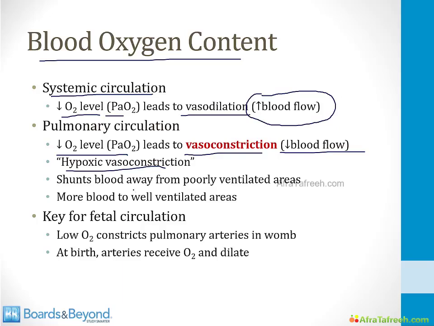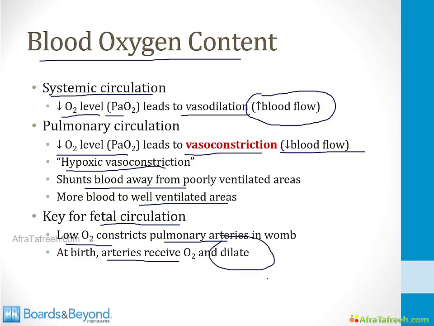And the idea here is that our body has evolved so that blood is shunted away from poorly ventilated areas. This allows more blood flow to go to the well-ventilated areas. And where this is very important is during fetal development. In the fetal circulation, there's relatively low oxygen content, and that constricts the pulmonary arteries in the womb. This allows the blood to circulate to other organs that are growing and not go through the lungs, which aren't providing any oxygen when the baby is in the womb. After the baby is born, the pulmonary arteries and blood vessels begin to receive more oxygen, and then they dilate, and then we get more blood flow through the lungs.